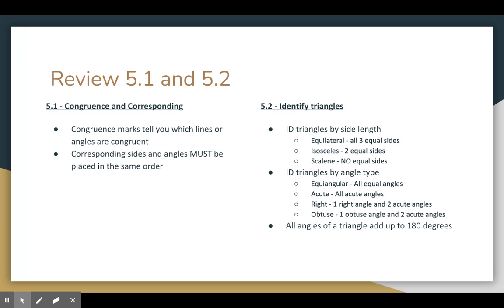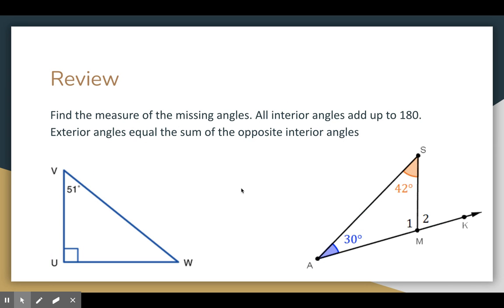In lesson 5.2, we did identifying triangles. You can identify triangles by either their side length or angle type. The three types of triangles by side length are equilateral, isosceles, and scalene. The four types of triangles by angle type are equiangular, acute, right, or obtuse. And remember, we found out that all angles of a triangle have to add up to 180 degrees. So just a quick, brief overview of 5.1 and 5.2 before going on to 5.3.